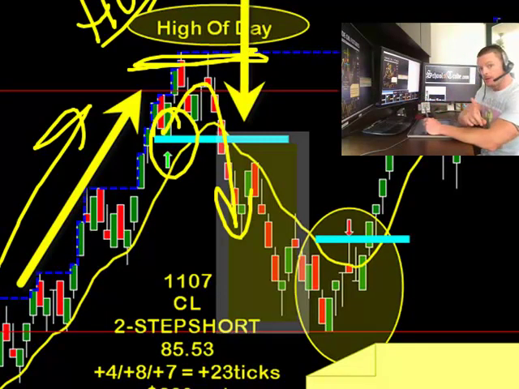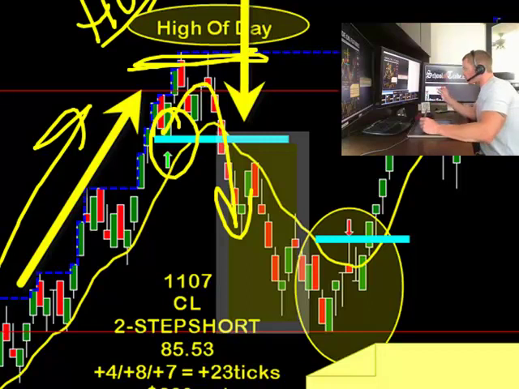Now, at the same time, we call this a slingshot setup because we have the wave indicator looking to get long on a slower time frame. So while our scalpers are shorting, our slower time frame wave traders are waiting for the long trade to set up. So we're going to meet them halfway.